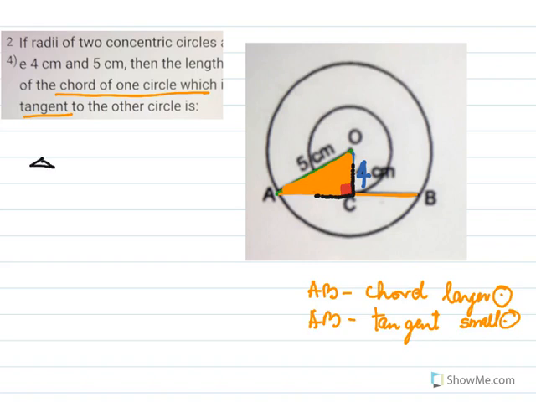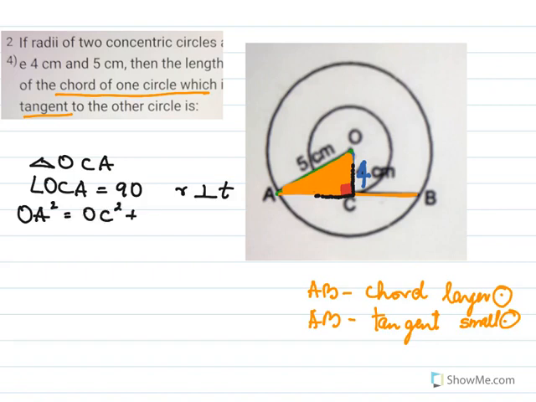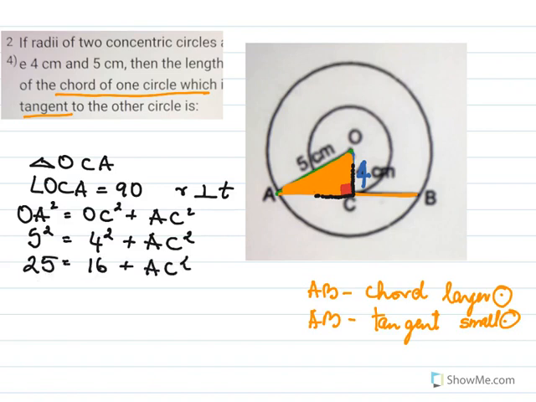So in triangle OCA, we use Pythagoras theorem. First we know angle OCA equal to 90 because radius is perpendicular to tangent. Then using Pythagoras theorem, we have OA square equal to OC square plus AC square, means 5 square equal to 4 square plus AC square. So 25 equal to 16 plus AC square. You have 25 minus 16 equal to AC square, so AC square is 9.